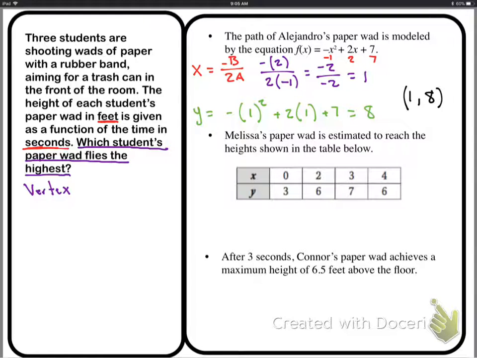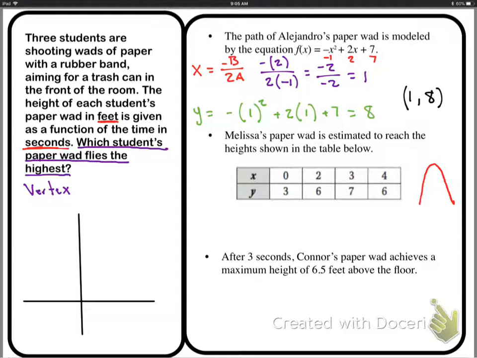Now, looking at the second one here, right, so we're looking at Melissa. I'm just going to draw a little sketch here. And we're given her information from a table. So we got 0, 3, 2, 6, 3, 7, 4, 6. So we know parabolas travel in parabolic shapes. Right? They're traveling this bell curve kind of thing.